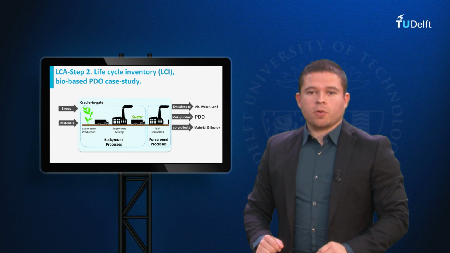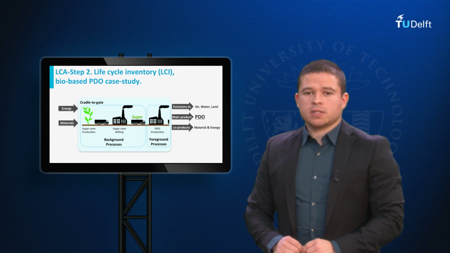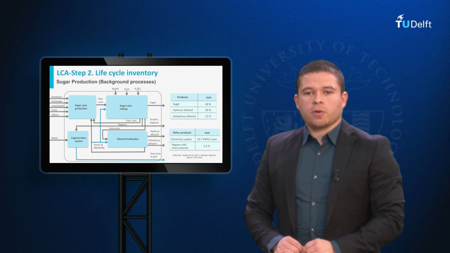Although it is in principle possible to investigate the environmental impacts of sugarcane production from any milling facility, for simplicity in this lecture, we will assume the sugarcane production and processing as background system. The average Brazilian sugarcane industry produces 5 main products, including sugar, ethanol, and electricity. For this analysis, we use the results reported by Seabra and colleagues.